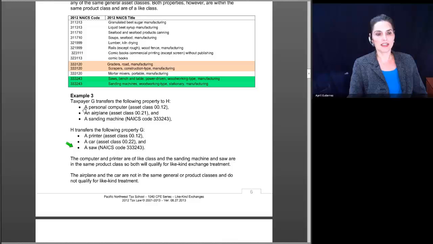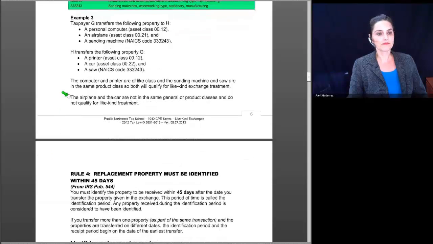So what you should be seeing here is that the personal computer and the printer belong to the same asset class, so their trade will be considered like kind. The airplane and the car are in different classes, and so that trade will not be considered like kind. And then we have the sanding machine and the saw, and their trade will be considered like kind because they belong to the same NAICS code.